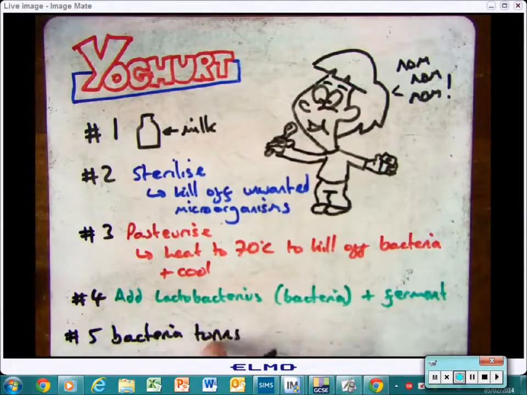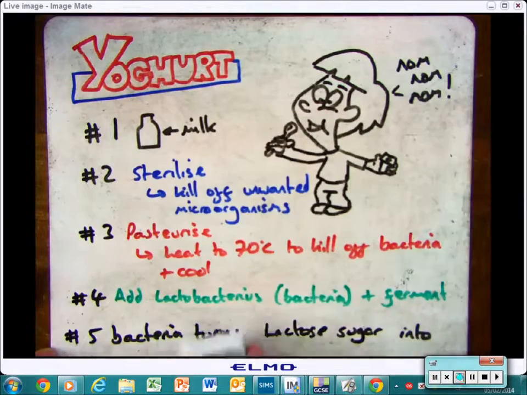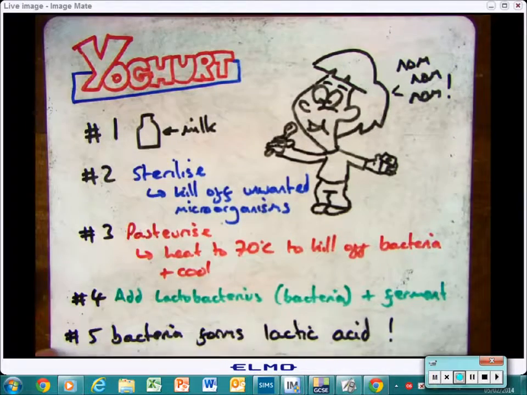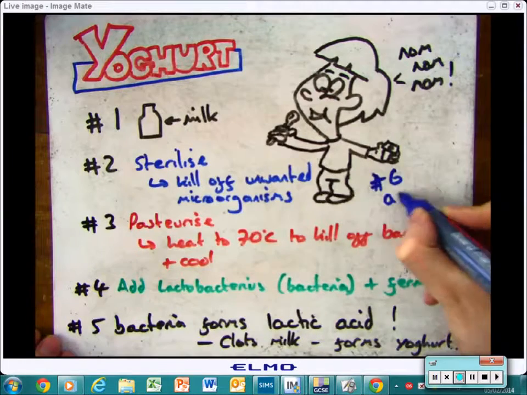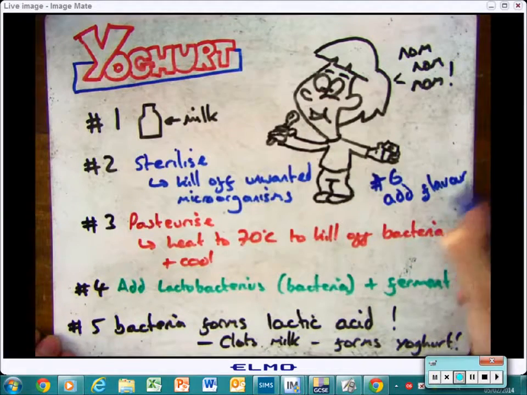As this ferments, it turns the lactose sugar in the milk into lactic acid, and that causes the milk to clot, solidify and turn into yogurt. And all that's left to do is to add flavour and colour to the yogurt so it's ready to sell.